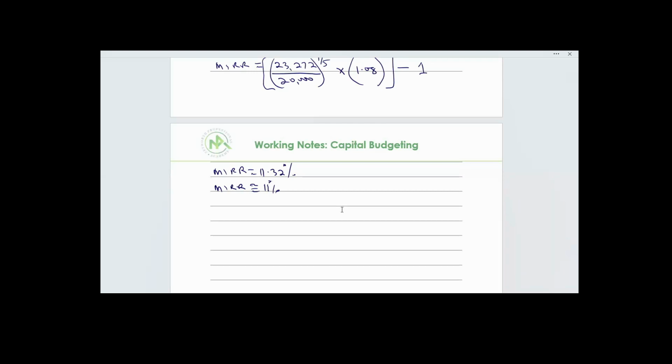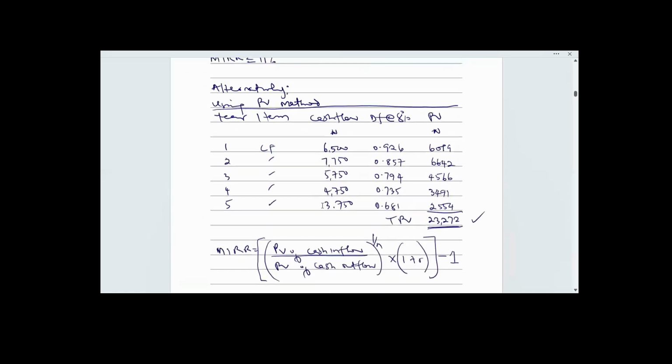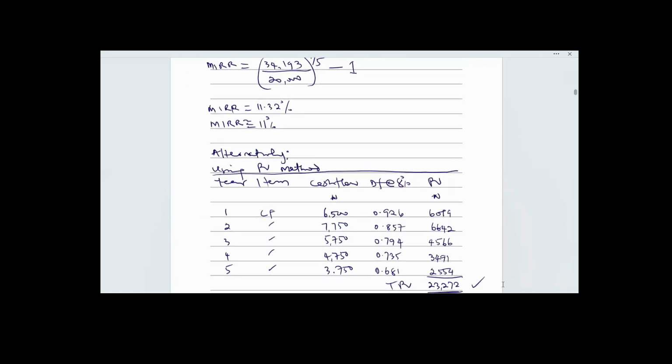Okay? Accept any project with a higher modified internal rate of return, provided it is greater than the company cost of capital. Then where your modified internal rate of return is equal to your company cost of capital, you can either accept or reject the project based on other qualitative factors. So these are the decision rules under modified internal rate of return.